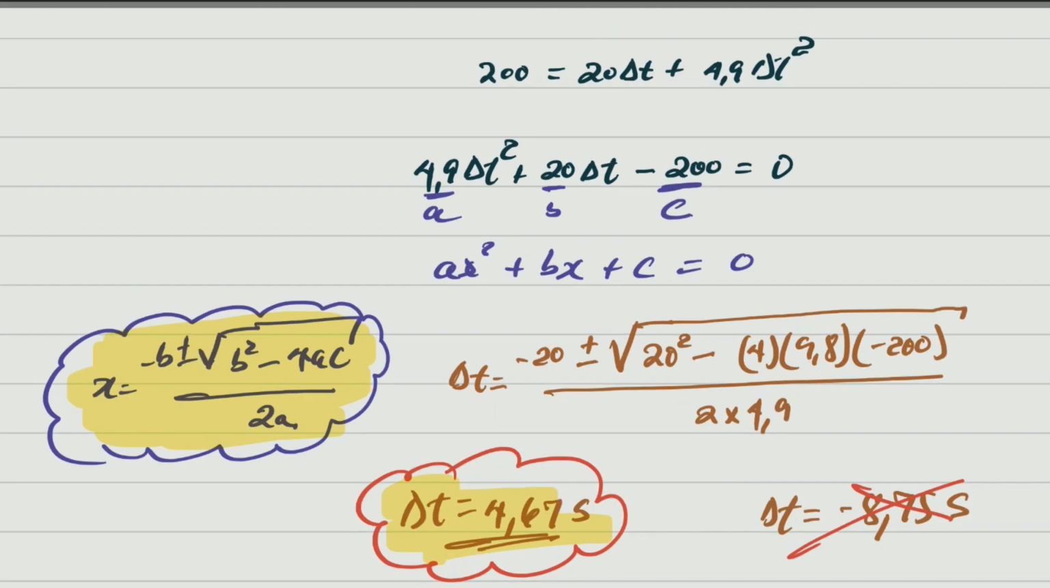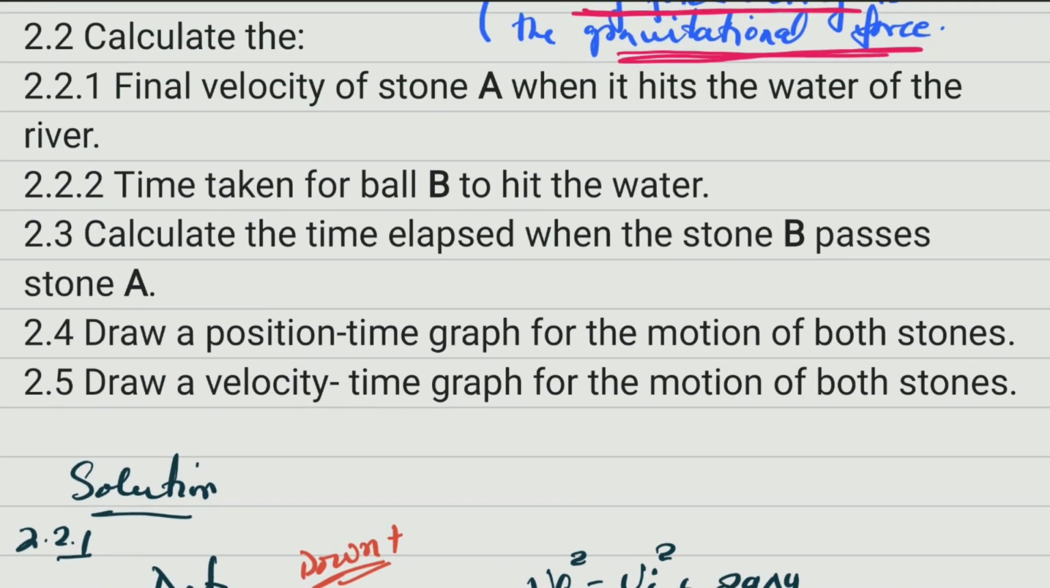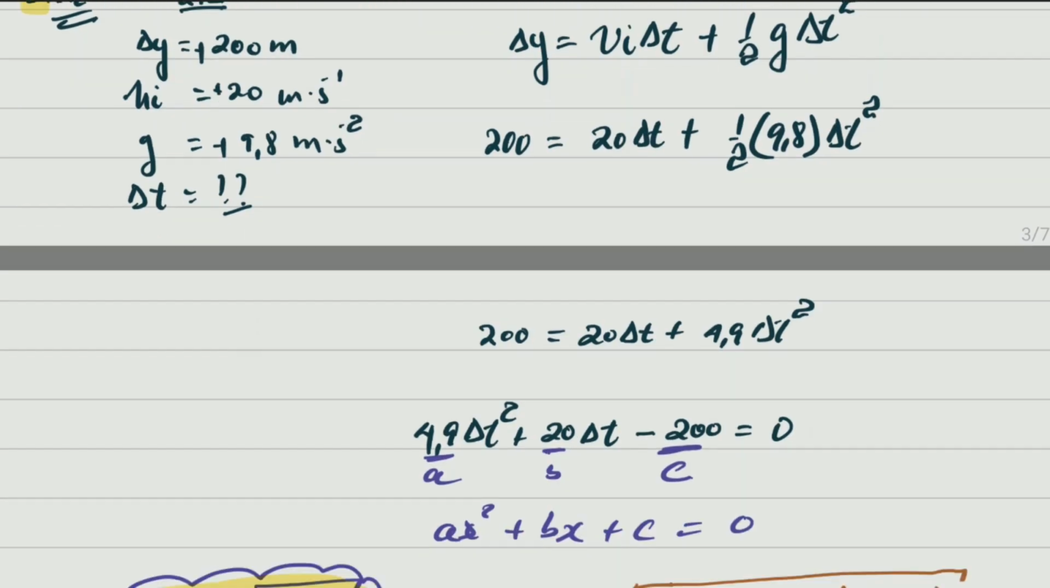This one is not the first time we do work like this, okay? Let's go to the next question, which is 2.3. Calculate the time elapsed when stone B passes stone A. Now, we previously calculated something very similar, but in this case, they are asking you, because other times they ask you how high from the ground are the balls when they meet each other. Now, they ask you at what time those two balls are meeting each other. That is the question here, time elapsed. At what time the balls are going to cross or pass each other.